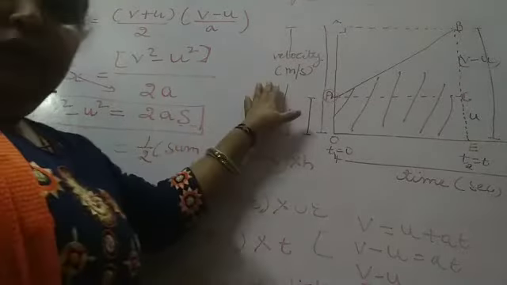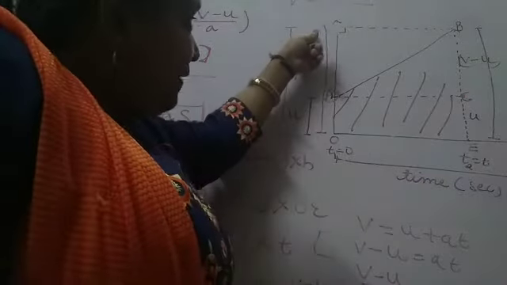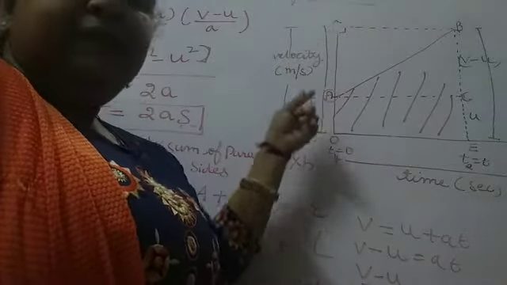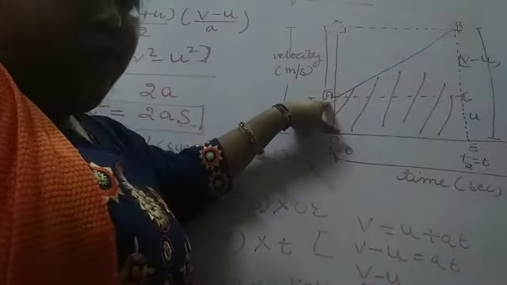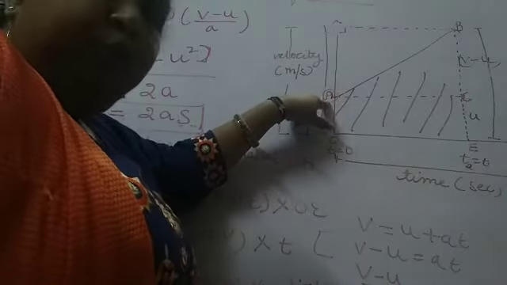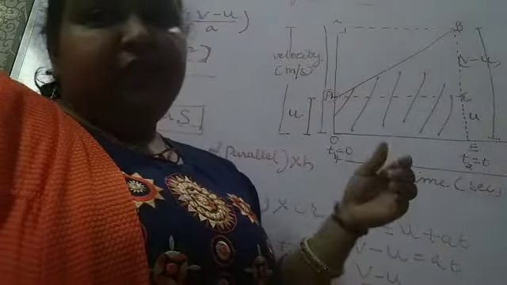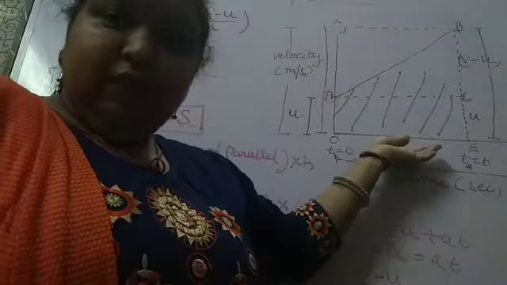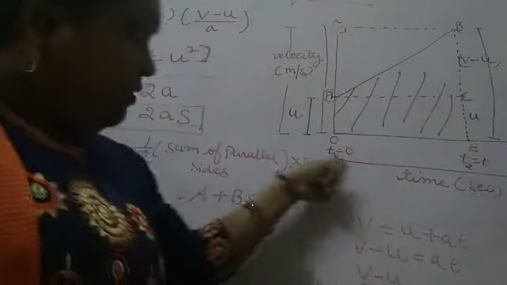We have taken a graph. On the x-axis I have taken time. On the y-axis I have taken velocity. And let us assume or consider that an object starts from position A, having initial velocity u. And when it travels and reaches B, it will have final velocity v. It takes time t to cover this distance. Okay. Then I have to find the distance covered.